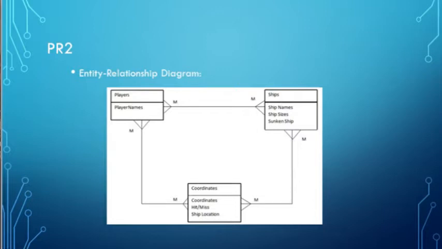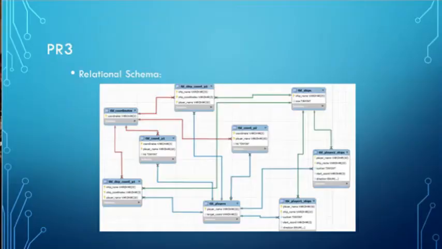Alright, so moving right along, as you can see here, we have an entity relationship diagram. This visually represents the entities that we have and the relationships between them. Each entity has a many-to-many relationship with its corresponding entities. From the entity relationship diagram, we constructed a relational schema. Now, this shows the relationship between the tables themselves in our database.